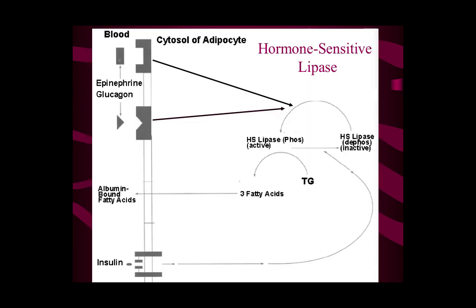And here's how it works. Imagine epinephrine, right? Physical activity, epinephrine goes up. It interacts with receptors on the surface of fat cells. Signal transduction causes phosphorylation of the enzyme. The enzyme moves from the cytosol to the triglyceride droplet and hydrolyzes triglycerides.